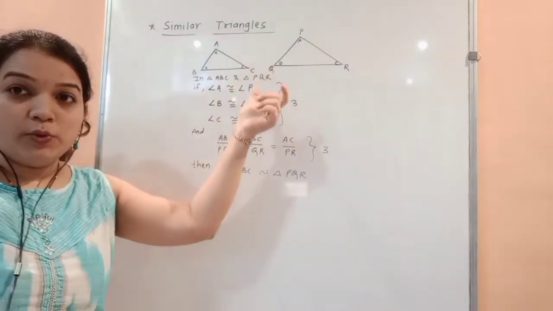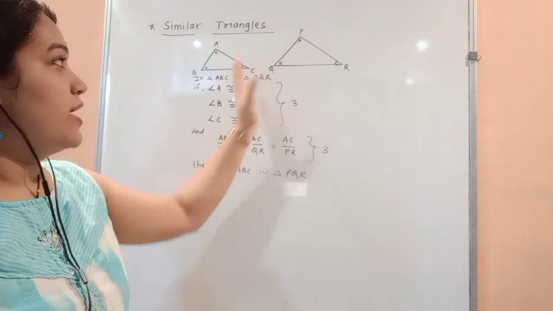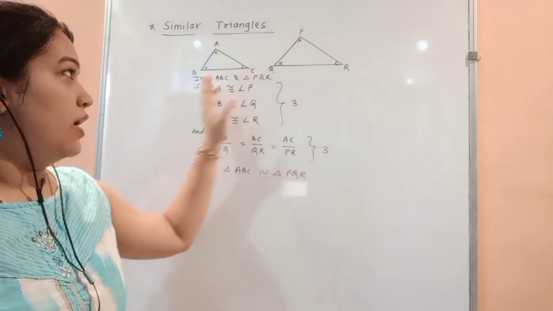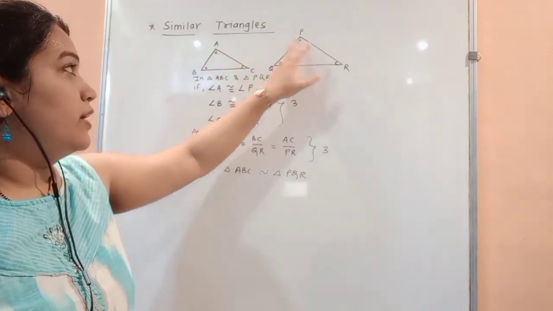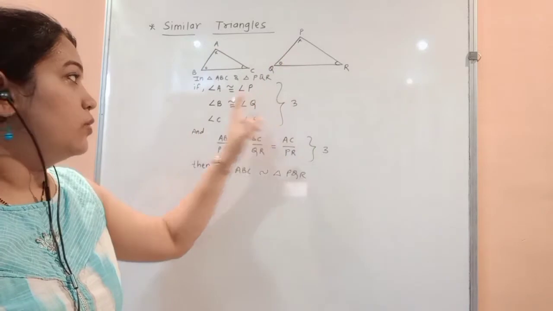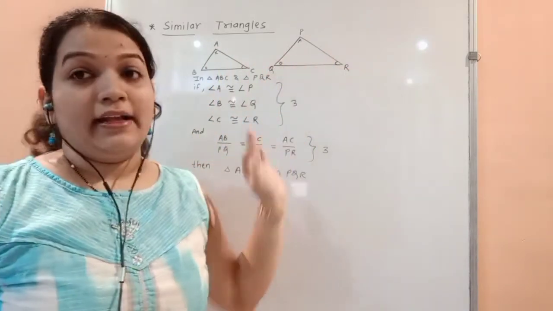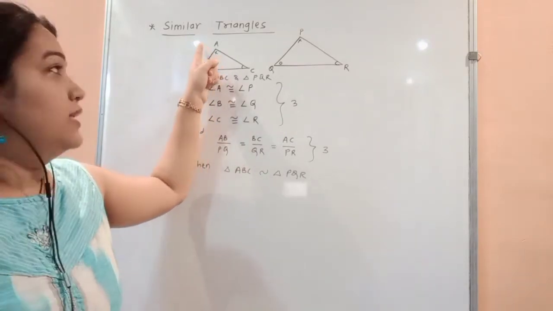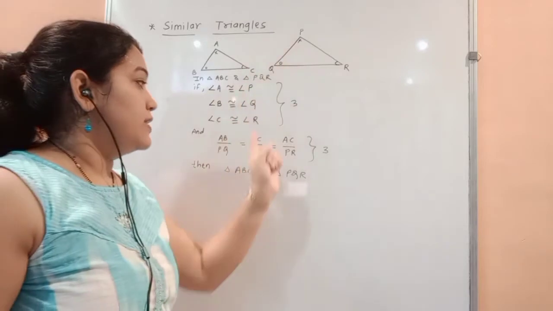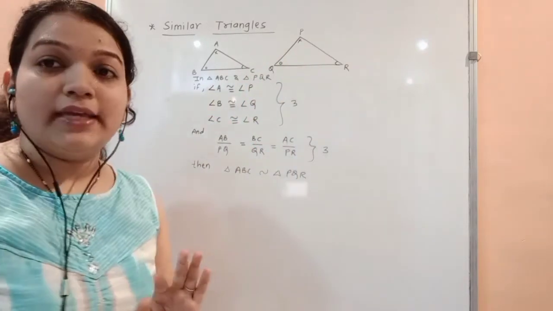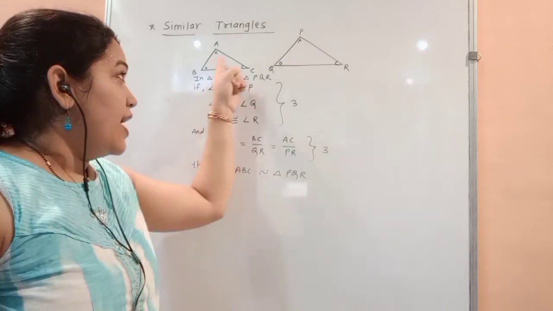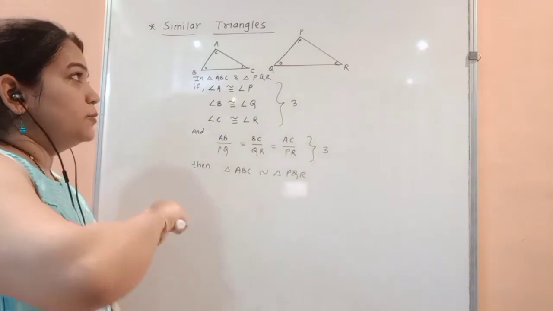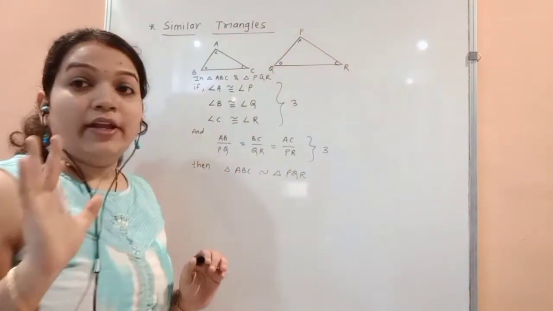So how can you write about similarity? Draw these two triangles and write: in triangle ABC and triangle PQR, if angle A is congruent to angle P, angle B to angle Q, and angle C to angle R, and the ratio of their corresponding sides, that is AB upon PQ equal to BC upon QR equal to AC upon PR, then triangle ABC is similar to triangle PQR. And here the correspondence of vertices is a very important thing.